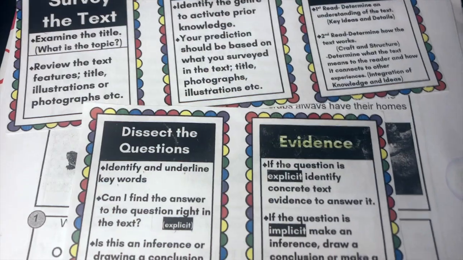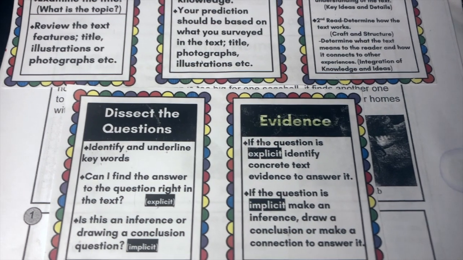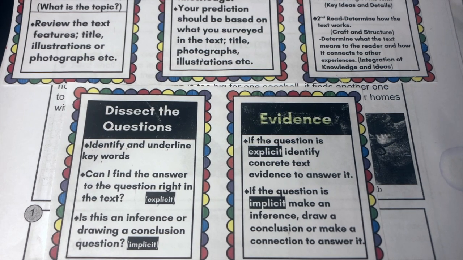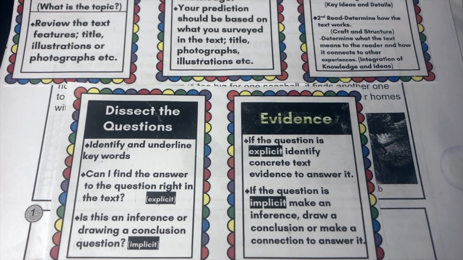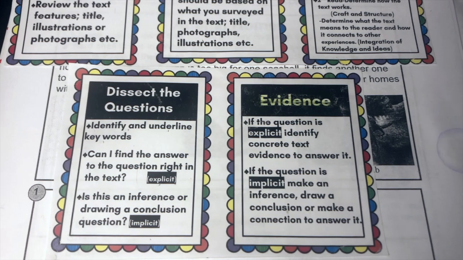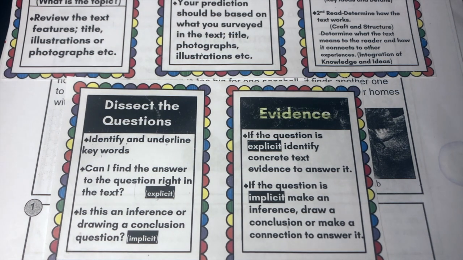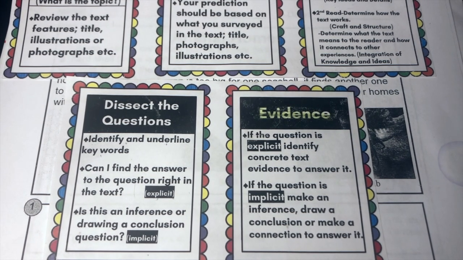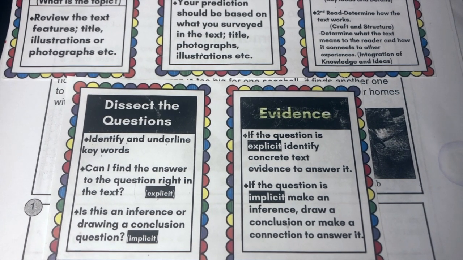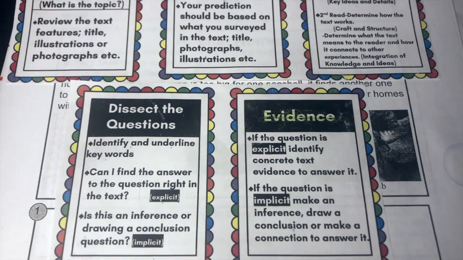Then, after you annotate the text, you're going to dissect the questions, okay? You're going to identify and underline keywords. Can you find the answer in the story? Or do you have to infer or draw a conclusion to create the answer? Then you're going to look for text evidence. Most of these SAT test prep questions are in the story. So I'm going to teach you how to go back in the story and look for keywords that are in the question for you to be successful in answering these questions correctly.